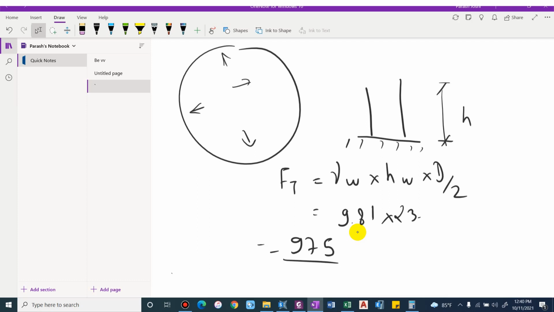But this is a static value. As there will be fluctuation of water height, there will be a dynamic effect on the wall, or a dynamic force will act on the wall. So we have to consider that as well. Considering the dynamic effect, the force is increased by 20%, that is, the dynamic factor is 0.2. So what we get is 975 into 1.2.